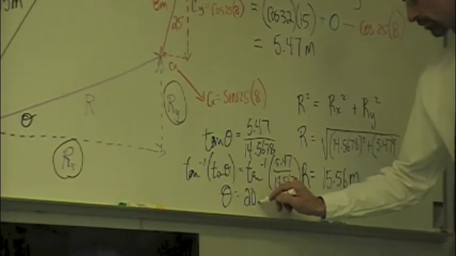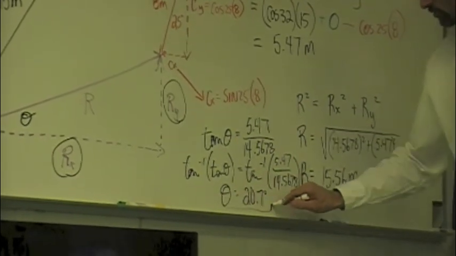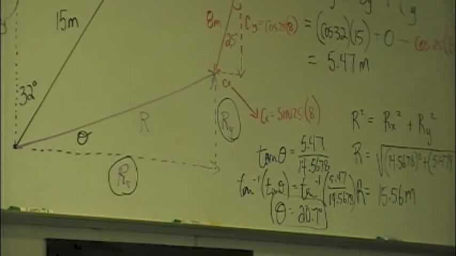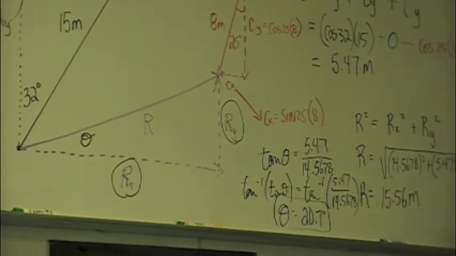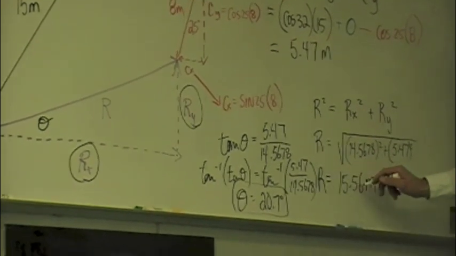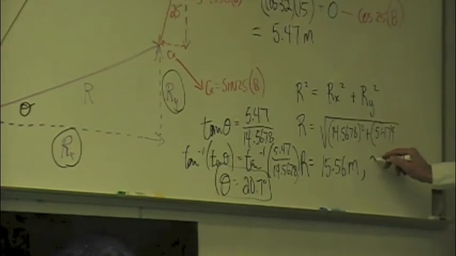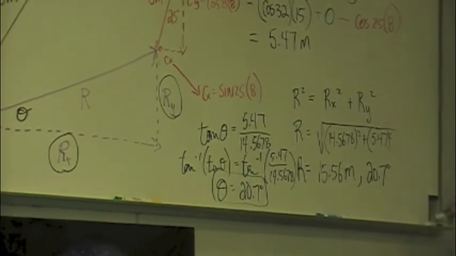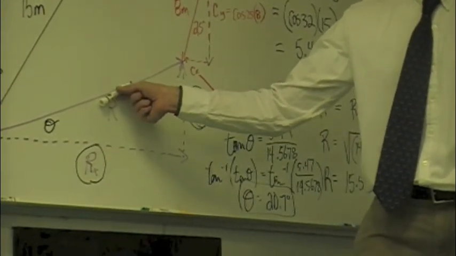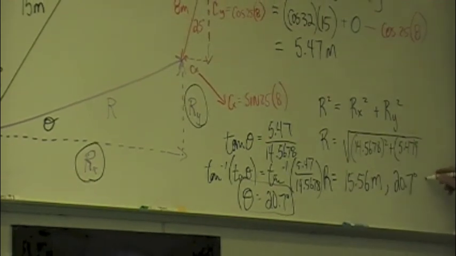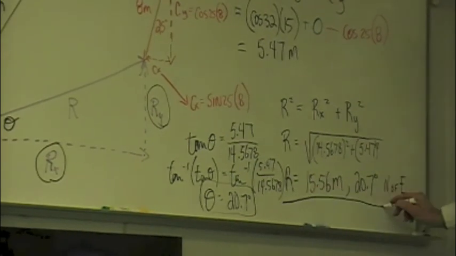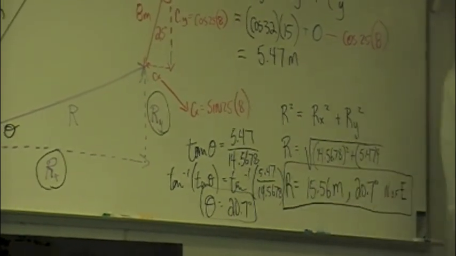20.7. 20.7 degrees. Now, if I've drawn this to scale, which I've done a pretty good job of, does that look like about a 20 degree angle or so? Okay. So our final answer, which I'm getting a little tight here, but this is my resultant, 15.56. So we'd put a comma and we'd say 20.7 degrees. And then what do we got going here, guys? We're moving north of what? East. So we would say N of E, and our resultant vector would be that right there.